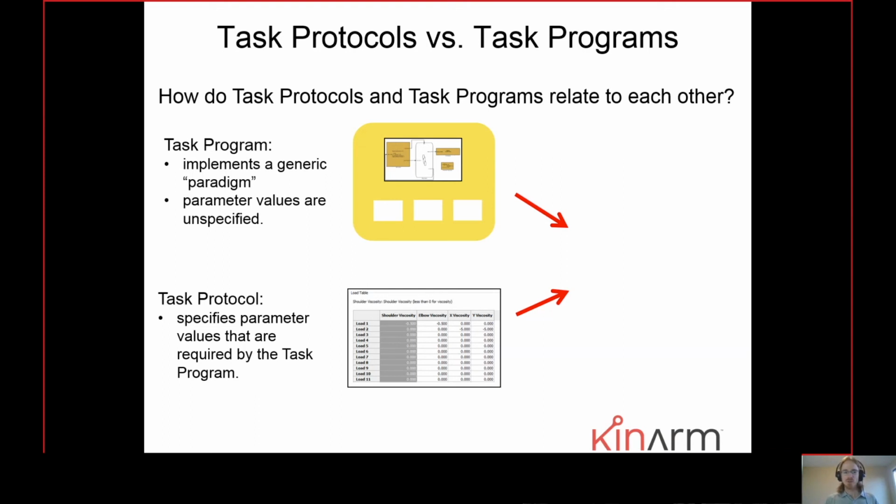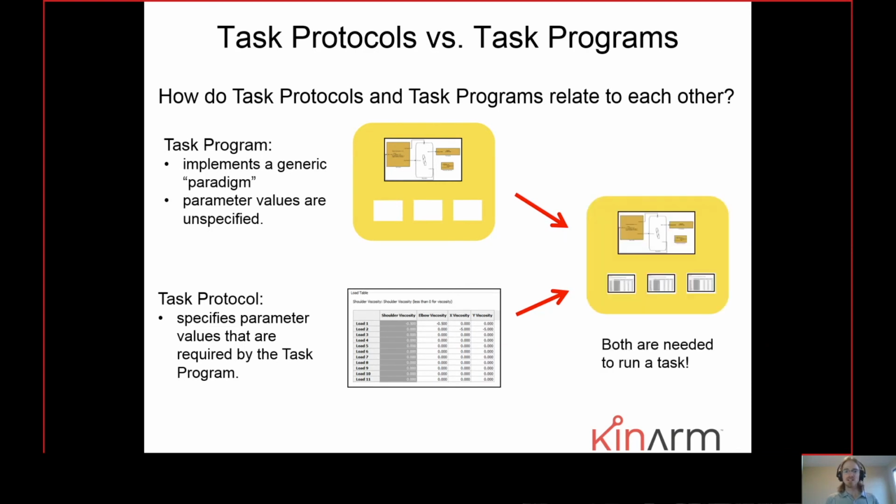And the task protocol is just all about filling in the free parameters. So when you make your task program, you don't say, I'd like a target to show up on the screen here. You just say, I'd like a target to show up, and then it's up to the task protocol to tell us where that target's going to be, what color it is, what size it is, that sort of thing. So the program is the general logic, the protocol is the specifics.